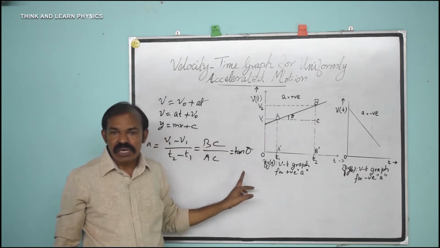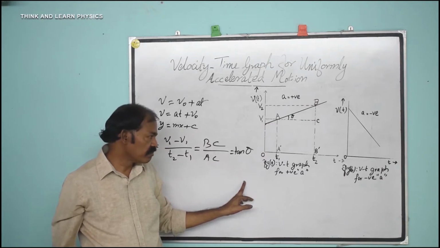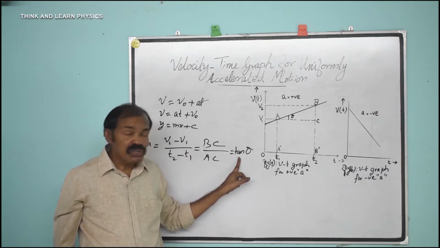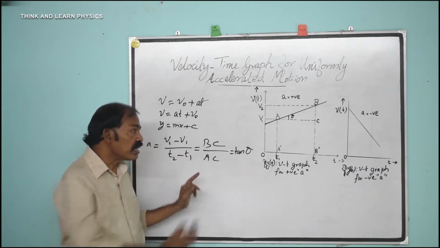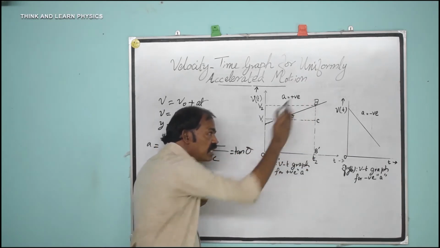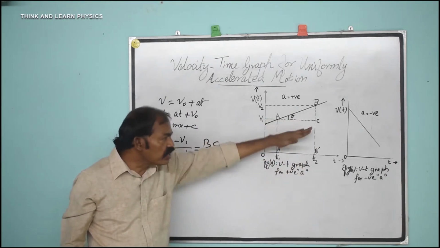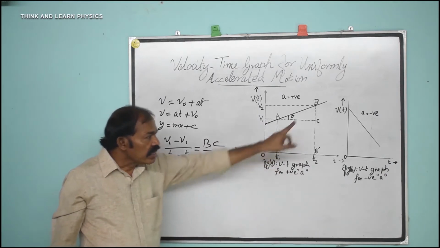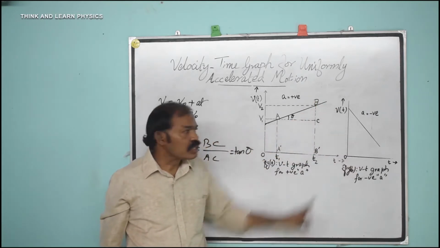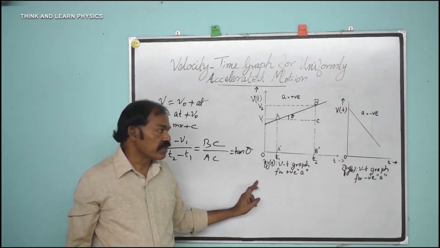That means we have proved that the slope of the velocity time graph gives the acceleration of the particle. Acceleration is equal to the slope of the velocity time graph. And also we know that the area under the velocity time graph, that means A'B'BA, gives the displacement during the interval t2 minus t1. This area is displacement. Now in this case, if the acceleration is negative, the graph will be a straight line having a negative slope like this. Velocity decreases gradually with the increase of time.